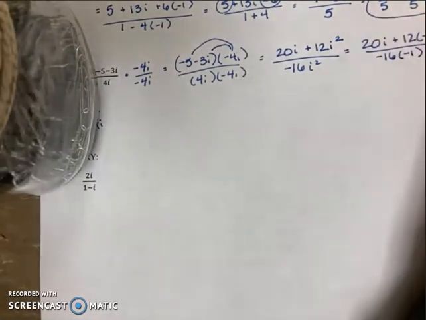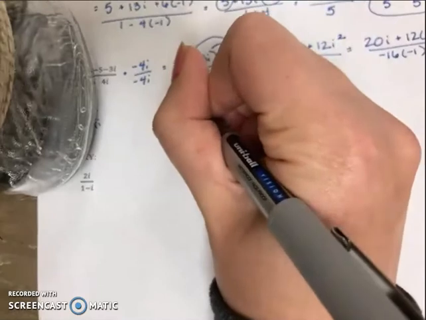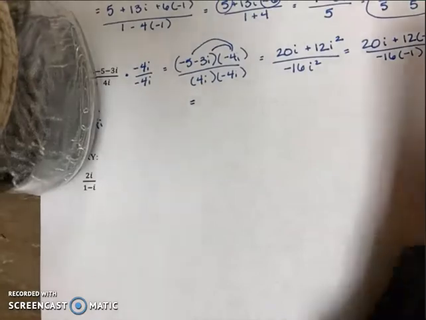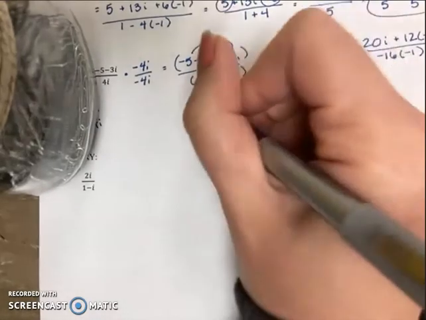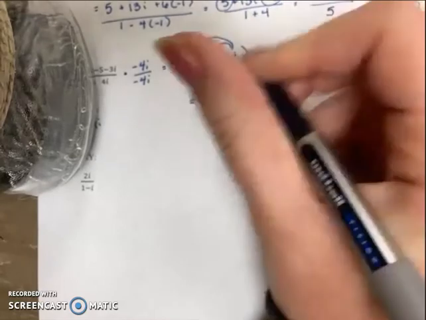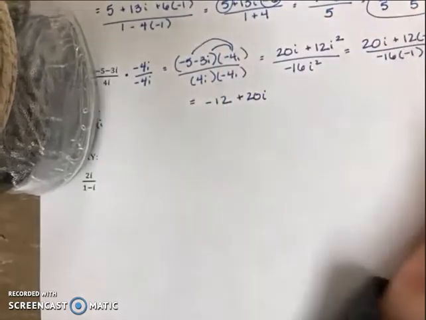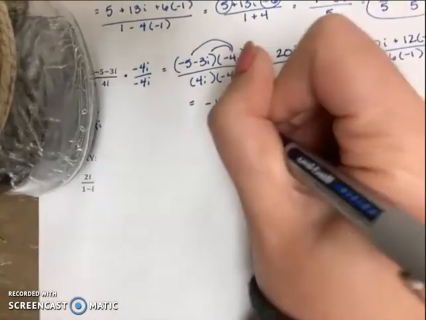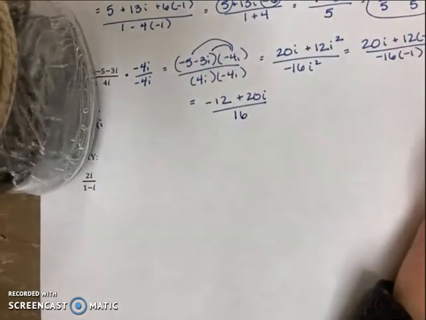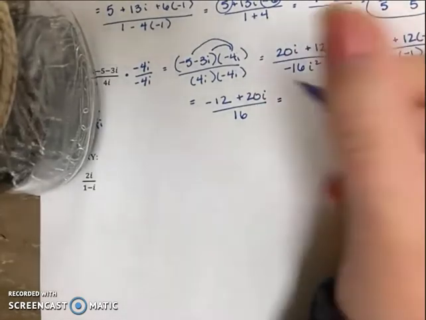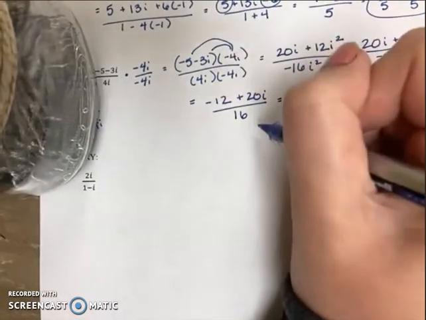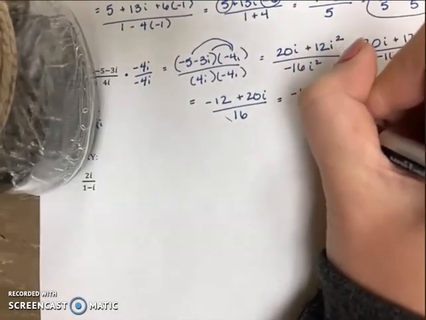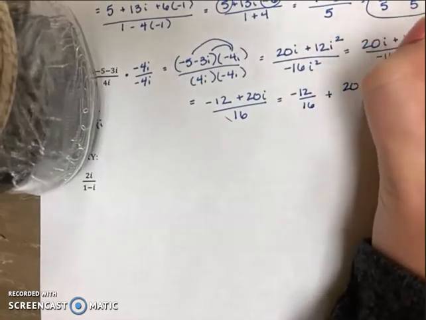Remember, our goal is to eventually write it in standard form. So I'm going to put my real number first and my imaginary number second. So 12 times negative 1 is a negative 12. And then I have a positive 20i here. All over negative 16 times negative 1 is a positive 16. Not done yet. Remember, I need to put real and then imaginary. So I can break this up as negative 12 over 16 plus 20i over 16.